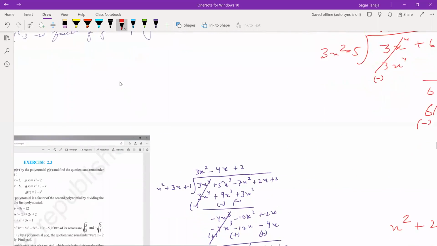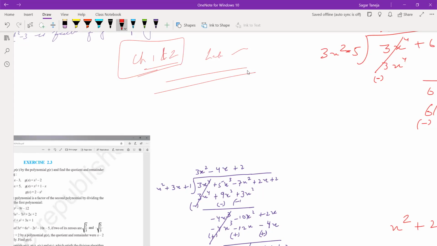Okay, with this the lecture gets over. Now your motive is to revise chapter number 1 and 2. If you can go further for 3 also, then go. Otherwise 1 and 2 and lab manual work. Start with this. Okay, bye.